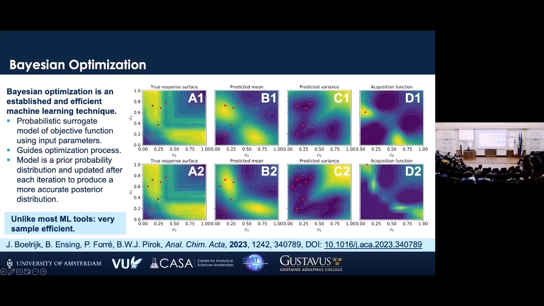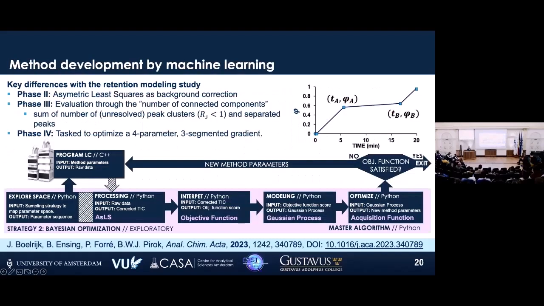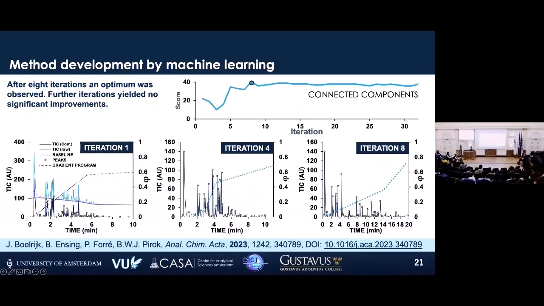And similar to that, we forced the algorithm to optimize a very simple, and I'm actually now emphasizing the simple, 4-parameter gradient program. And for this 4-parameter gradient program, it already needed about 8 iterations to actually get to the optimum. Of course, realize we never know the actual optimum because we don't have an infinite number of measurements. So after about 8 of these methods, it arrived at the optimum. After that, the score, just so you know, connected components is basically the number of separated peaks, but in a little bit more complicated way. But then it was finished.